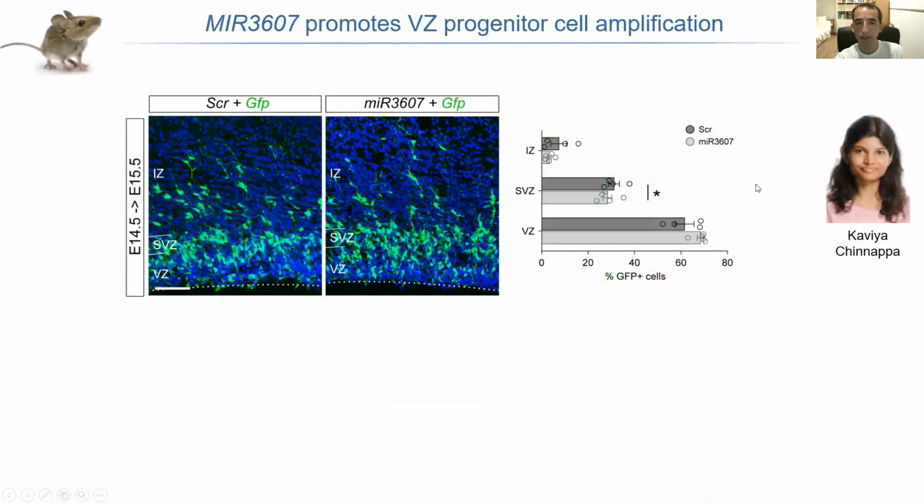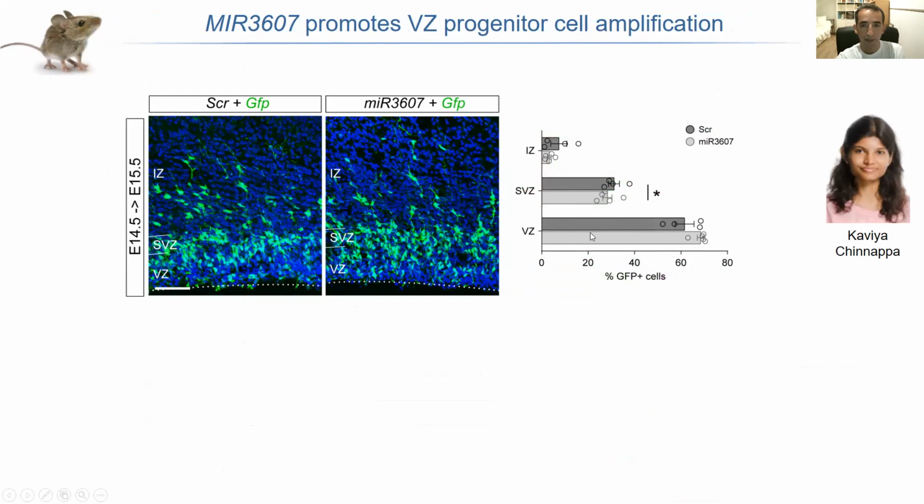Now, what Kavya first did was then to overexpress this microRNA in the embryonic mouse cortex at this intermediate developmental stage. And what she found initially seemed not so much of a change, but somewhat an accumulation of progenitor cells in the ventricular zone of these electroporated mice.